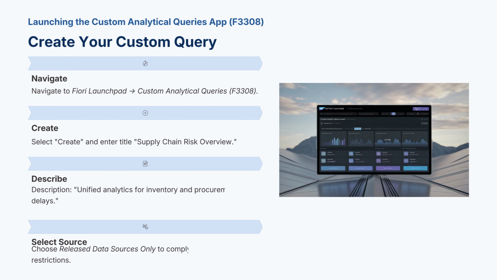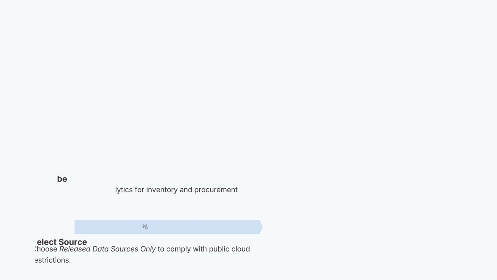Launching Custom Analytical Queries F3308. From your Fiori Launchpad, open Custom Analytical Queries F3308. Click Create. Title: Supply Chain Risk Overview. Add a description: Unified Analytics for Stock and Supplier Delays. Always select Release Data Sources Only, a critical requirement for public cloud governance.